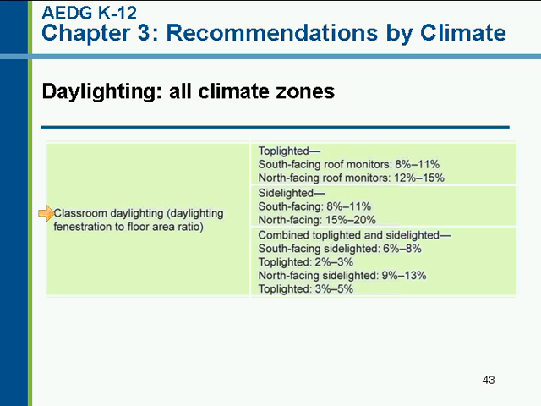So if you're daylighting these classrooms from above, you need roof monitors, which are only 8 to 11% of the floor area if they're south-facing, or they could be slightly larger, 12 to 15% of the north-facing. If you're doing this through side lighting, through windows, the south-facing windows, 8 to 11% of the floor area, north-facing, 15 to 20%. So you see this is a relatively small percentage. This is not floor-to-ceiling windows. And if you're combining those two, then you can see the percentages are smaller.